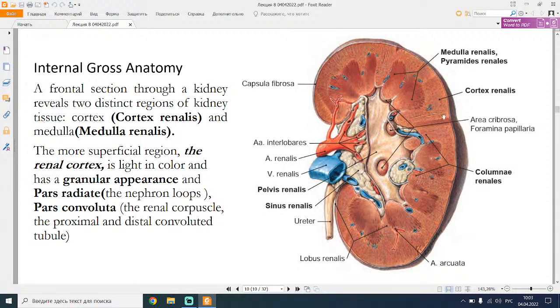Pars radiata. This is cortex renalis, including pars radiata and pars convoluta.